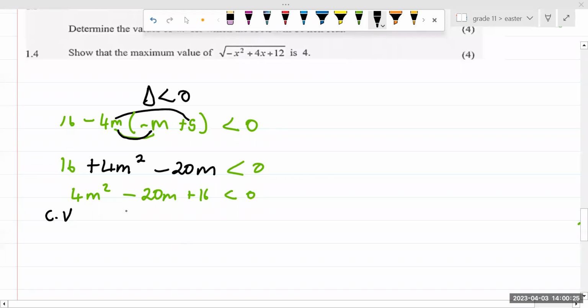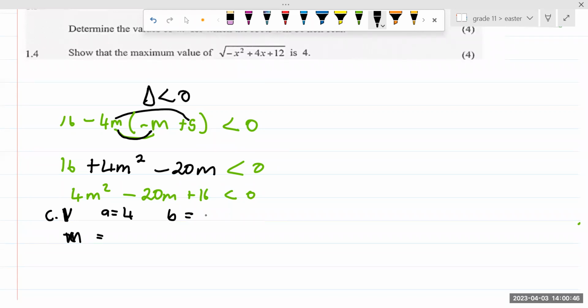And then we factorize the quadratic. Okay, we're going to use the quadratic formula. So we say we're looking for m here. m is going to be equal to... A is what? 4. Okay, B is going to be minus 20, and C is going to be 16.